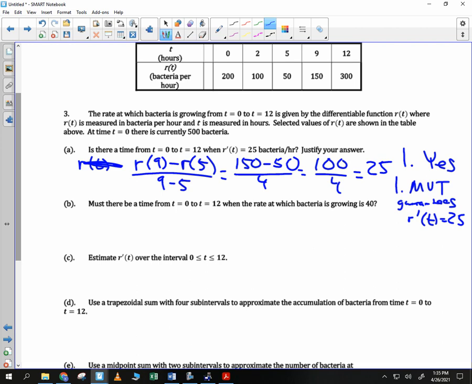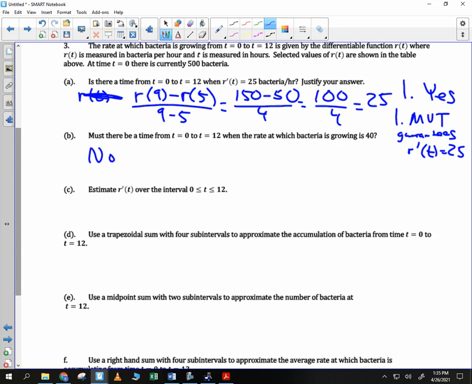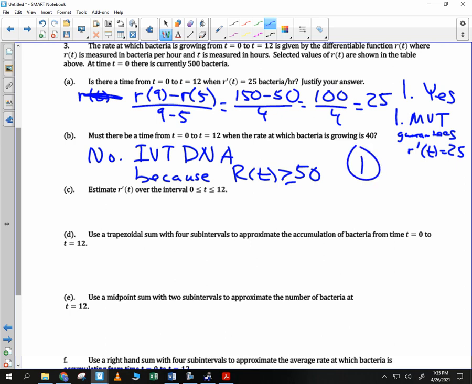And then this is, must there be a time from 0 to 12 at which the rate of growth is 40? So now you're just looking at this. You're not looking at the x values at all. Do you have to cross over 40 there? No. IVT does not apply because R of t is greater than, actually, greater or equal to 50. But as long as you said no and IVT, you are good to go. That would be 1 point.